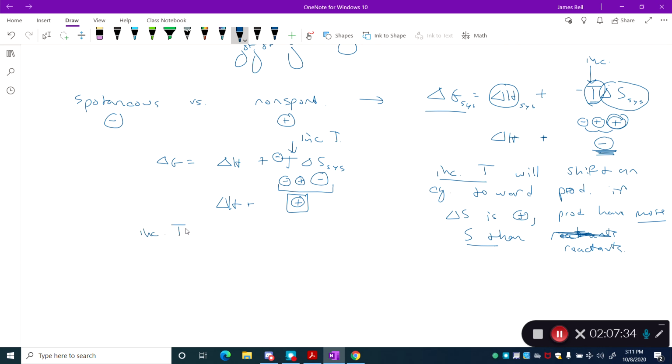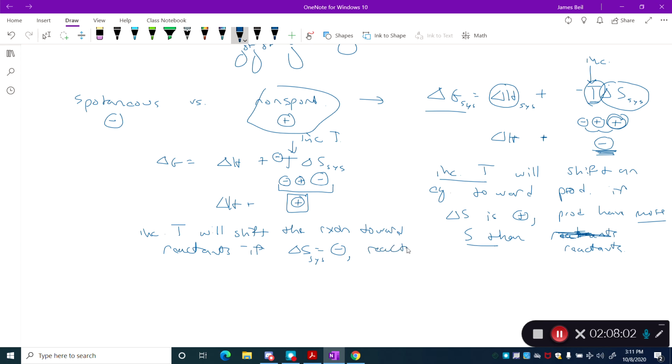So an increase in temperature will make delta G more positive, which means non-spontaneous, which means reactant favored. So it'll shift the reaction toward the reactants if delta S for the system is negative. Delta S for the system will be negative if the reactants have more entropy. So what this means is an increase in temperature will shift the reaction toward the side with more entropy.